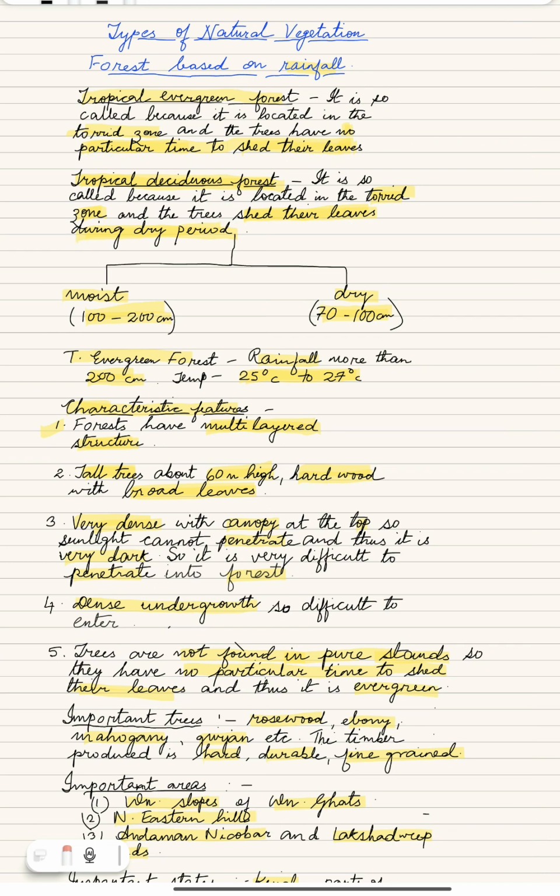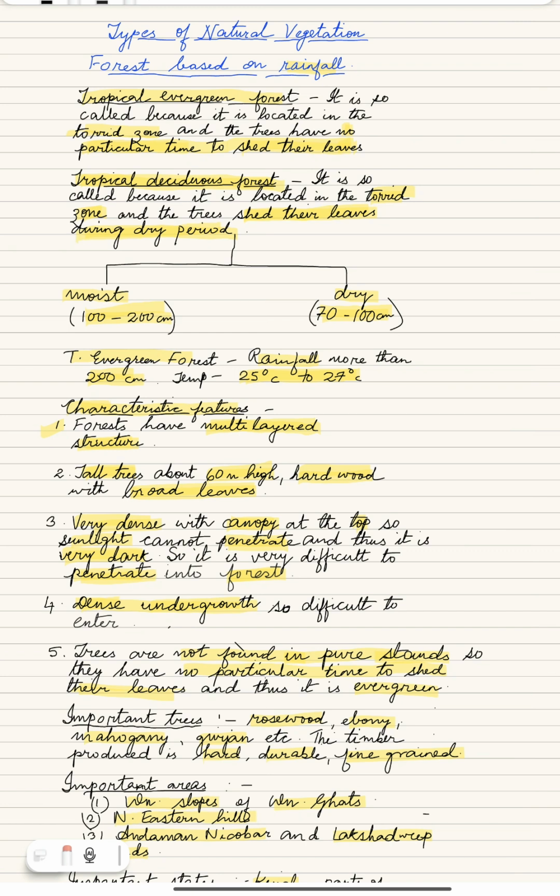Since the forest is very dense, the trees are very closely spaced. So the branches of these trees entangle together, forming a canopy at the top. As a result, the sunlight cannot penetrate, and so the forest remains very dark inside. Thus, it is very difficult to penetrate into the forest. Next, dense undergrowth. So again it is difficult to enter.